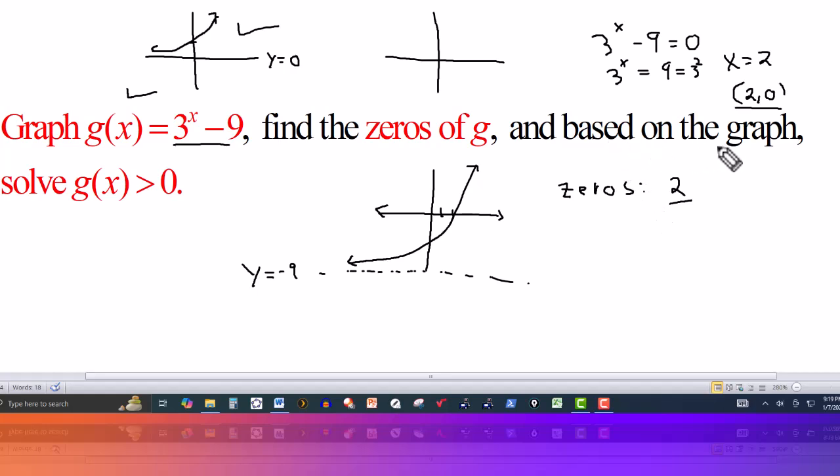And then based on the graph, we want to solve this inequality. So for what values of x is g(x) positive? Well, just look at your graph. You can see right here, this is 2, which corresponds to the x-intercept, or the zero. To the right of that, the graph is above the x-axis, so that's positive, greater than 0. And then to the left, for whatever value is less than 2, the graph is below the x-axis.